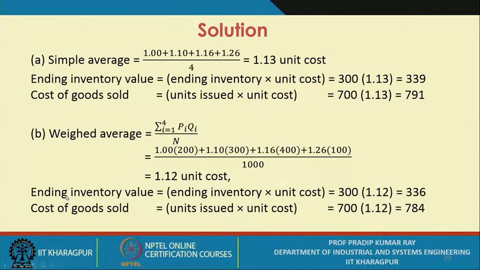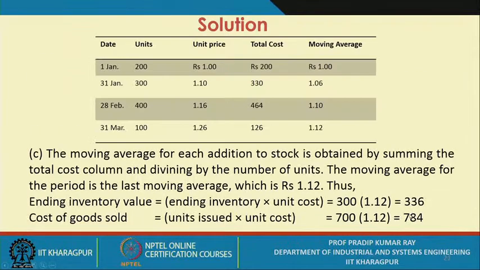So the remaining steps are very simple. Ending inventory value is 300 into 1.12, 336, and the cost of goods sold is 700 into 1.12, that is 784. So, again this is the solution.